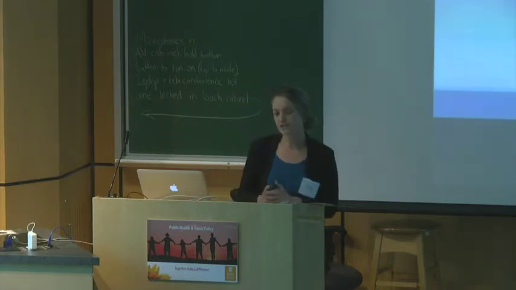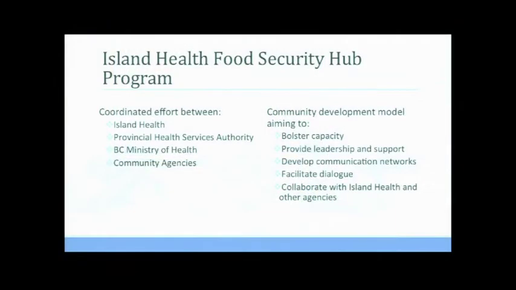So the Island Health Food Security Hub program is a coordinated effort between the Health Authority, the Provincial Health Services Authority, the Ministry of Health, and community-led agencies all over the island. In 08-09, Island Health implemented a partnership strategy with community agencies that were previously established leaders in food security in their respective regions. So these agencies are now referred to as Island Health Food Security Hubs. There are currently 7 Vancouver Island regions where hub activity is taking place.